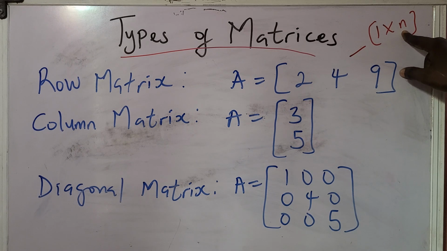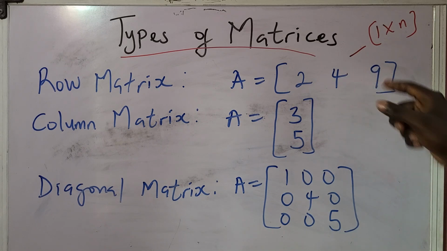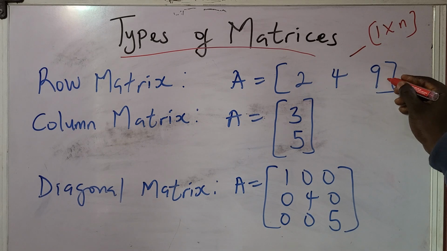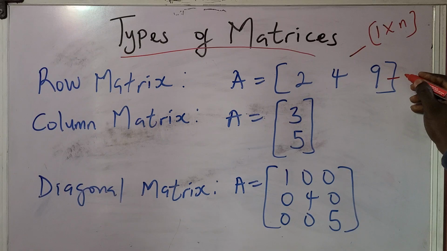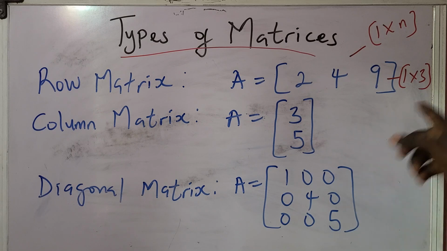Now we can have multiple columns, and that's why we defined the number of columns as n, meaning we can have different numbers here. In this matrix A, we can see that it has an order of 1 by 3. This is a 1 by 3 matrix, one row, 3 different columns. So that's how you identify a row matrix. It's a matrix where you just have a single row and you can have several columns.